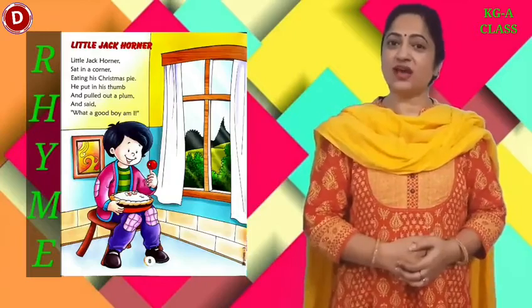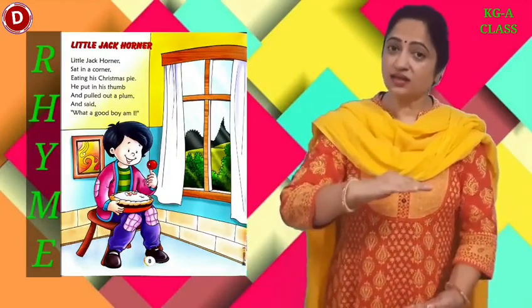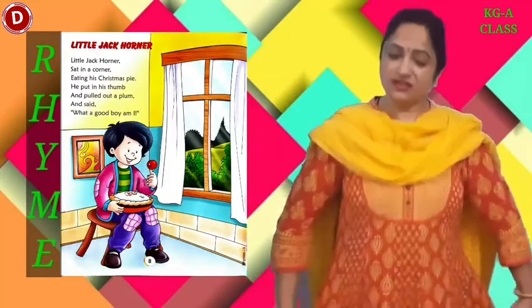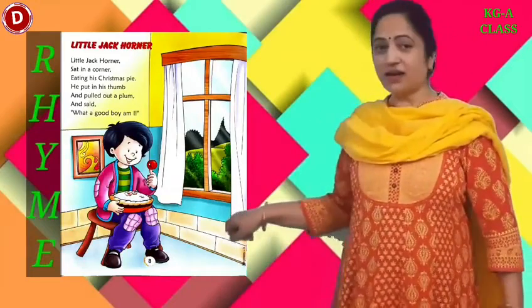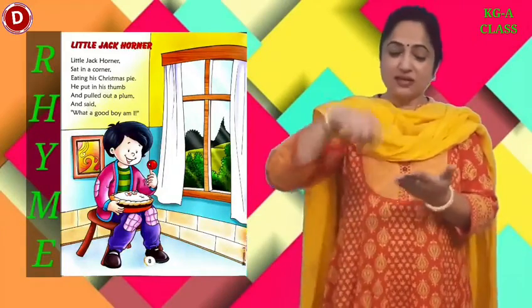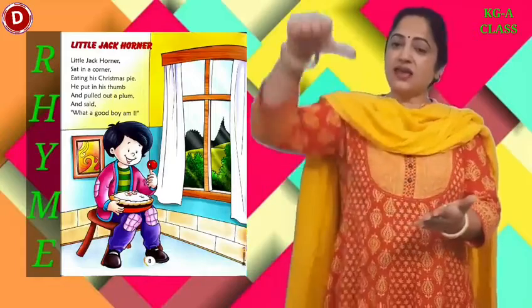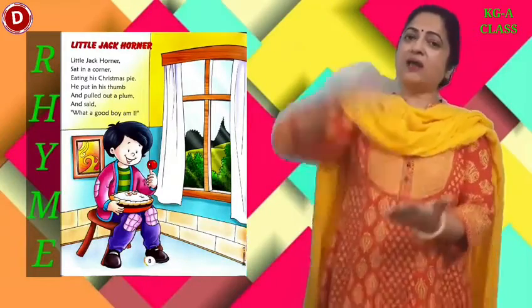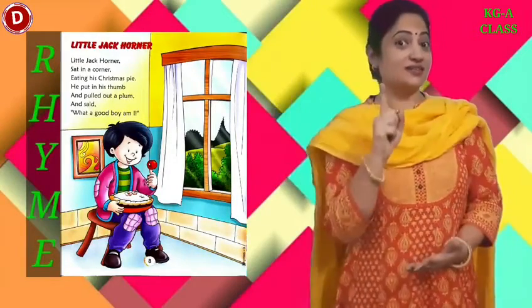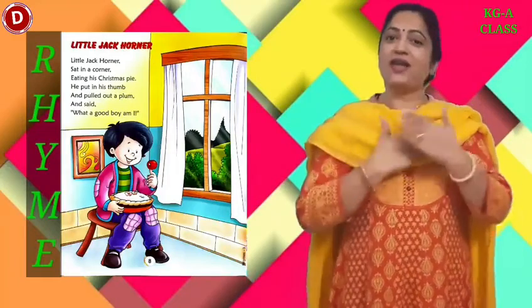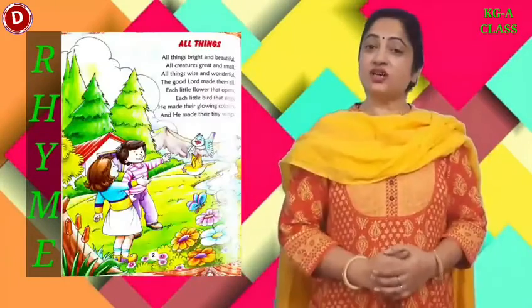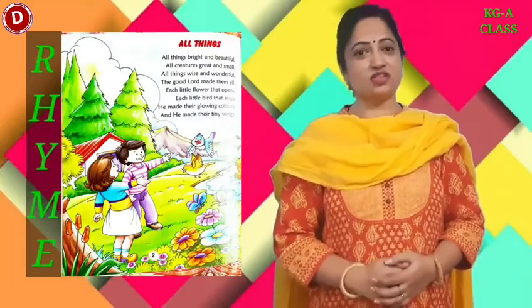Let's say it one more time. Little Jack Horner sat in the corner, eating his Christmas pie. He put in his thumb and pulled out a plum and said, "What a good boy am I." Children, we have practiced the rhyme Little Jack Horner.